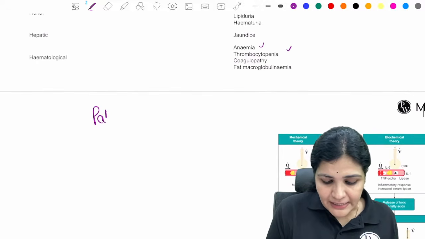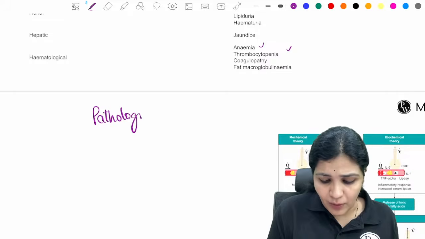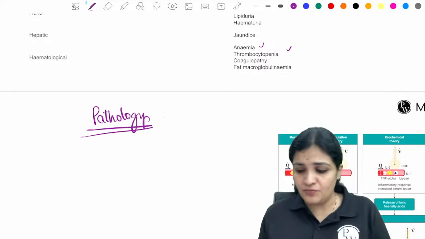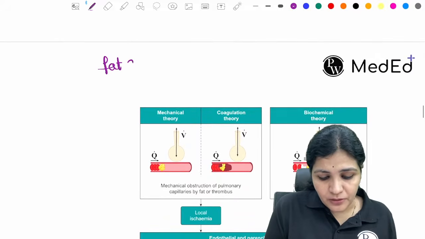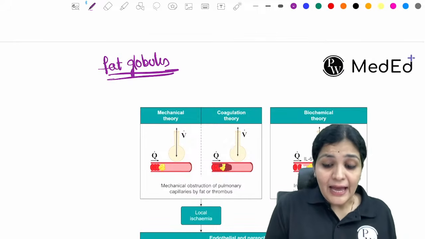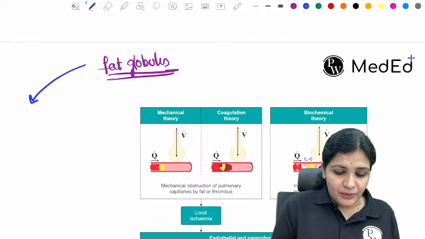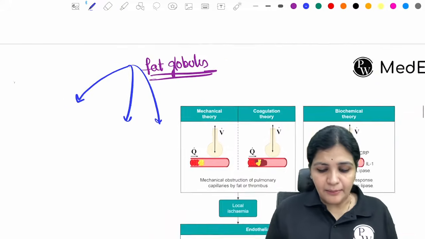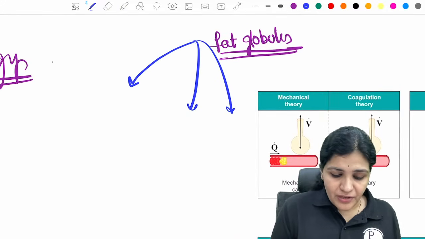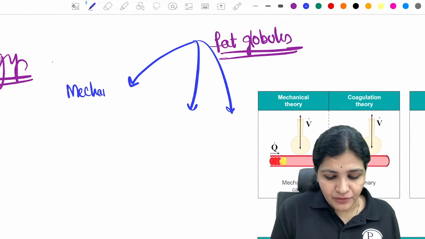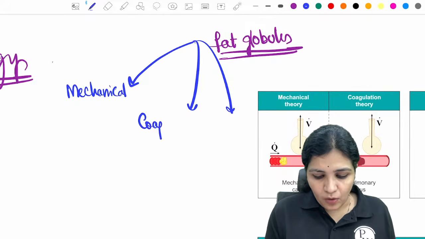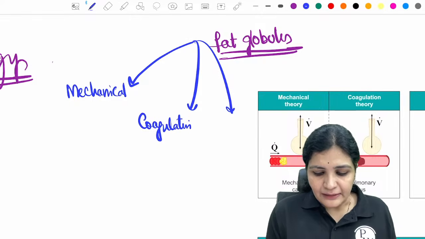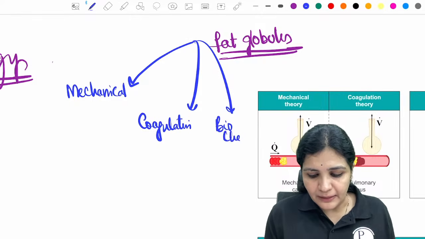Now let us understand the pathology of it. Why is this actually occurring? What is this fat embolism? I have told you that the fat globules escape into the blood vessels, right? Now they will initiate three important processes. The first one is the mechanical theory. The second one is coagulation, right? And the third one is biochemical.